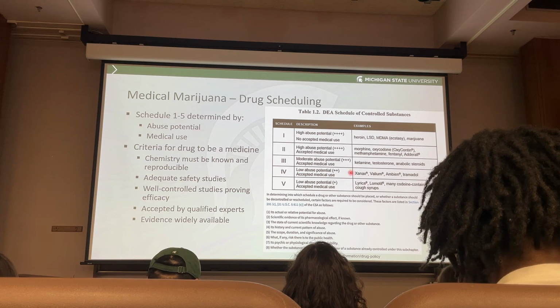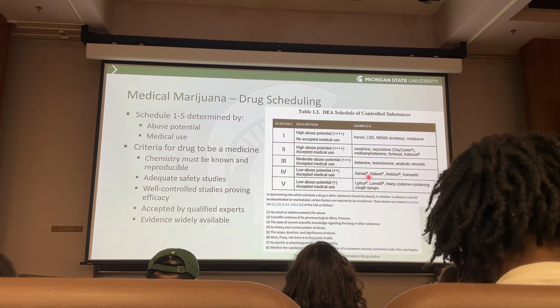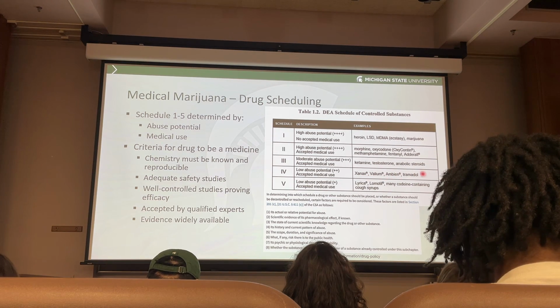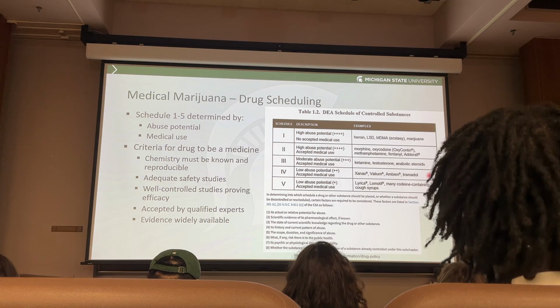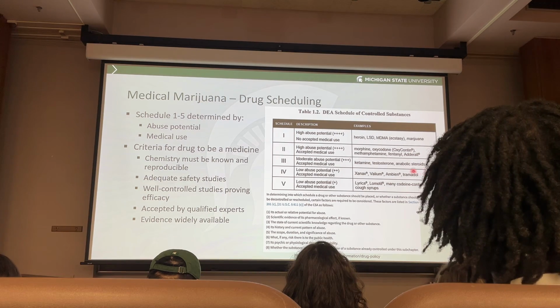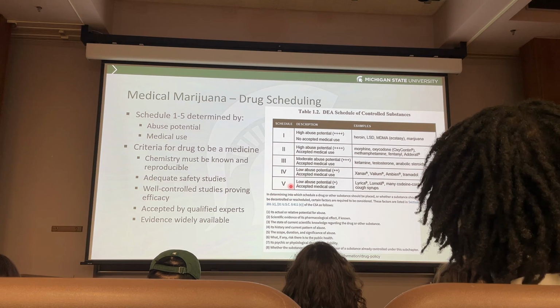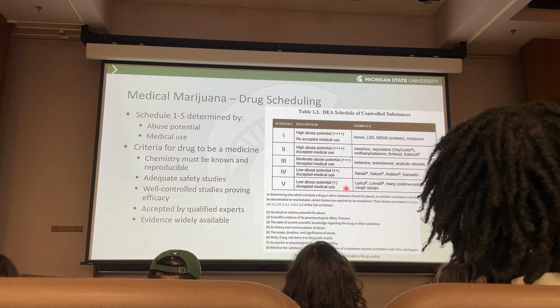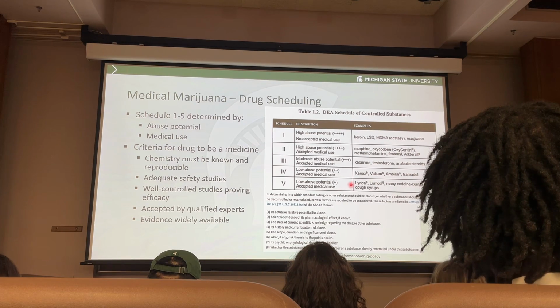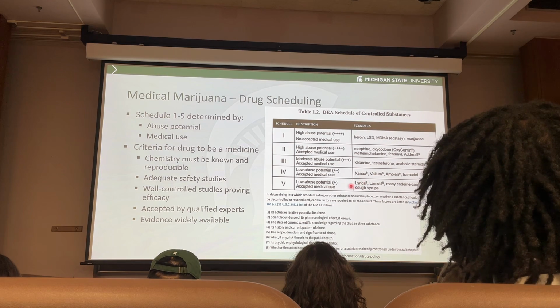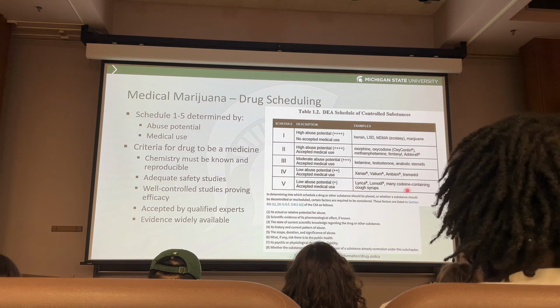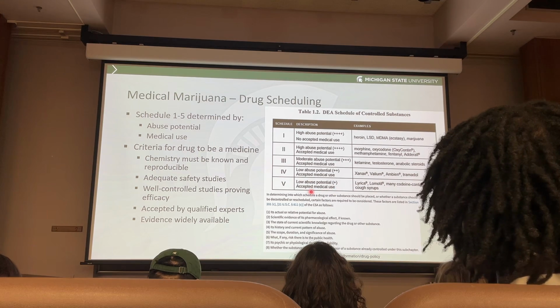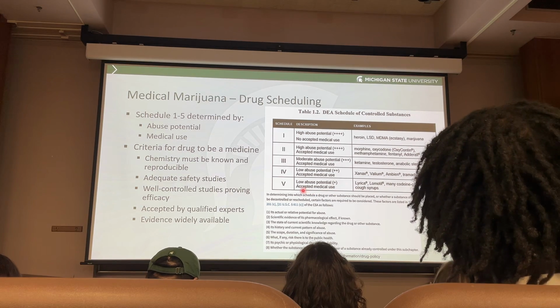But for some of our CNS depressants like BDZs are here, and then 5, the lowest abuse potential and most amount of medicinal needs. So our atypical benzodiazepines like Lyrica, and then some of our cough syrup with codeine, okay? So that's kind of the scheduling thing.